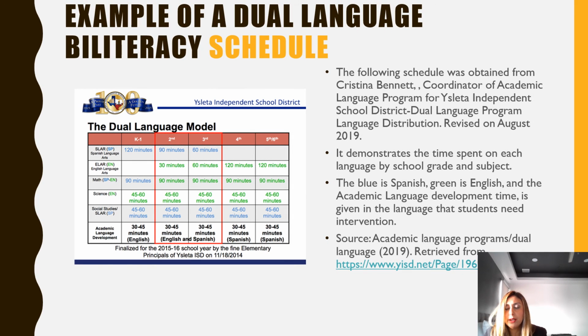Moving forward, I wanted to show you an example of a dual language biliteracy schedule. This biliteracy schedule was obtained from the Academic Language Programs dual language department at the Ysleta Independent School District. The following schedule was obtained from Christina Bennett, the coordinator of Academic Language Programs for Ysleta Independent School District, revised in August 2019. It demonstrates the time that was spent on each language by school grade and subject. The blue is for Spanish, the green is for English, and on the bottom, the academic language development time is given in the language that the students need the most intervention.